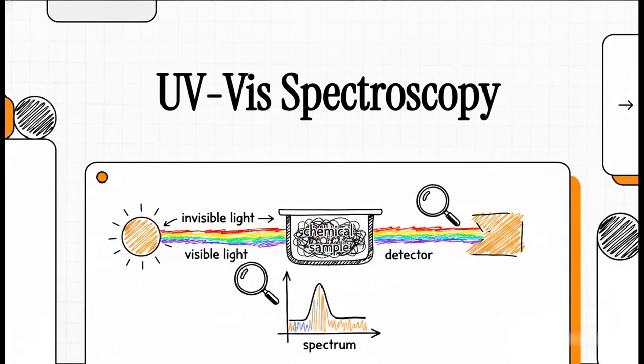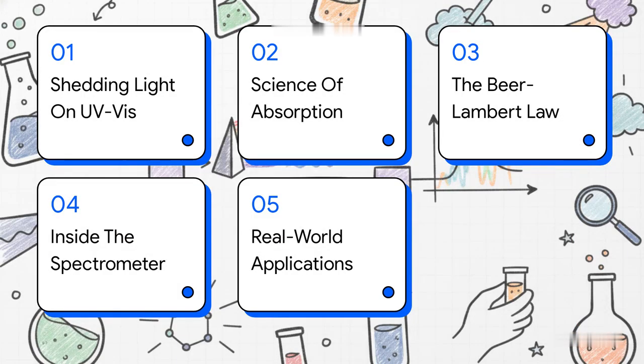Welcome to This Explainer. Today, we're going to completely demystify how scientists use both invisible and visible light to reveal the hidden secrets of the chemical world. We're looking at a wildly powerful analytical technique known as UV-Vis spectroscopy. By the time we wrap up, you'll understand exactly how simply bouncing light through a sample can tell us precisely what's hiding inside it. So, here's our roadmap for today.